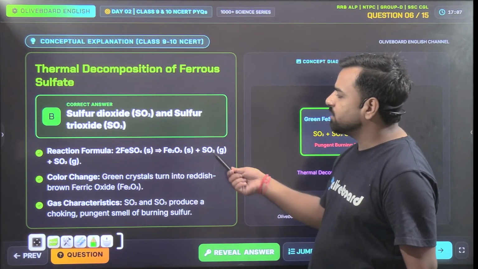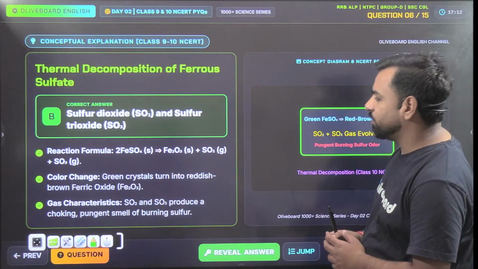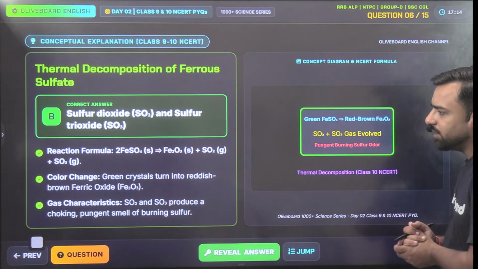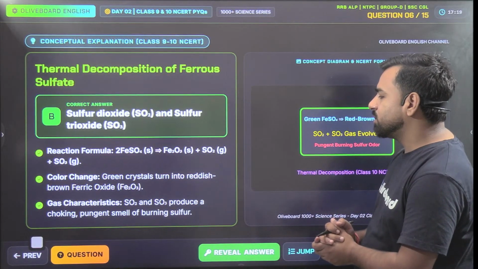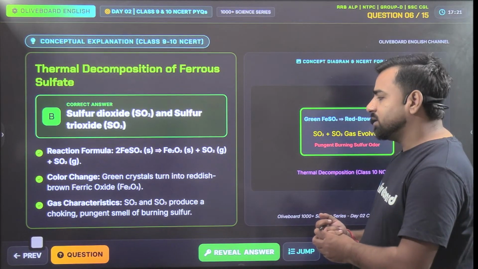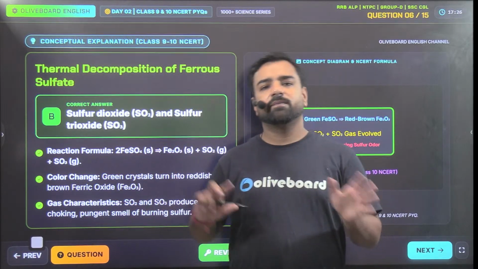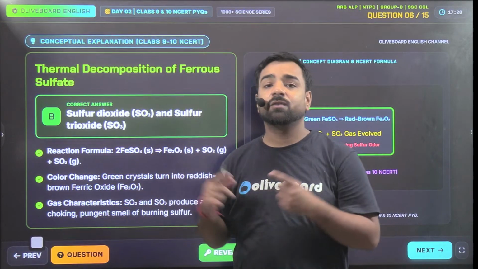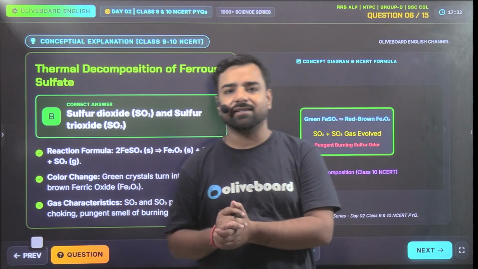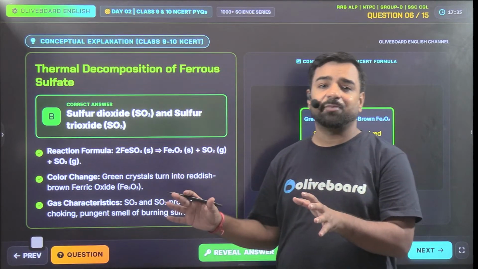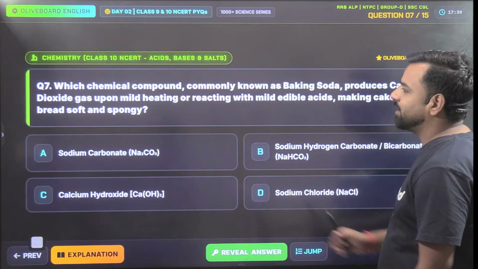Yes, that's the reaction. So that's the iron sulfate. It's giving Fe2O3 plus SO2 plus SO3. So green crystals turn into reddish brown ferric oxide, and the gases SO2 and SO3 produce a choking, pungent smell of burning sulfur. So guys, is it clear? In this question, we have understood how we are going to get the correct answer, what option elimination is, and also from our past experiences, how we can choose the correct answer. So all those things are important for examination. So that's cool. So that's great.